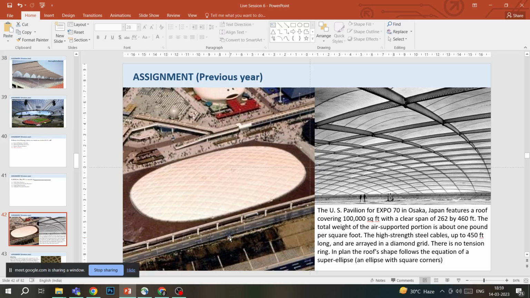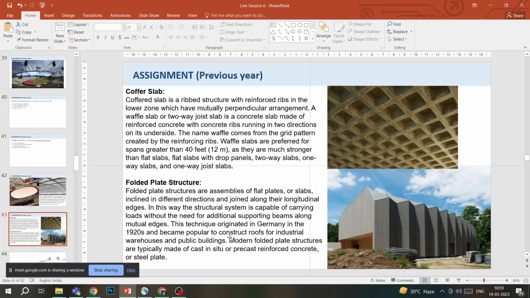In plan, the roof shape follows the equation of a super ellipse, an ellipse with square corners. So it's a super ellipse, and this is how it looks externally in the first image, and the image on the right shows how it looks internally. You can see two very tiny humans standing there also. So now moving forward, coffer slab.